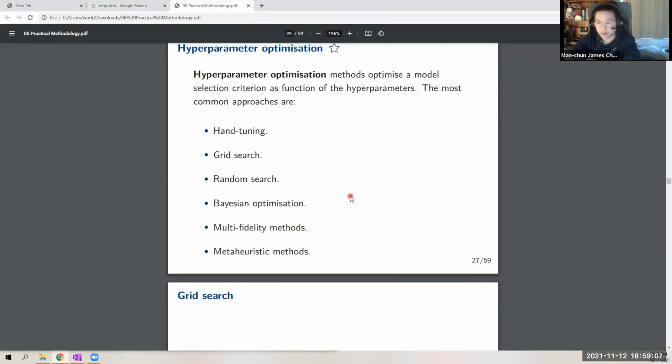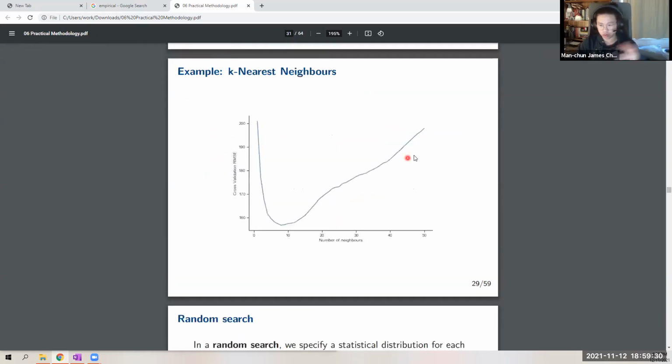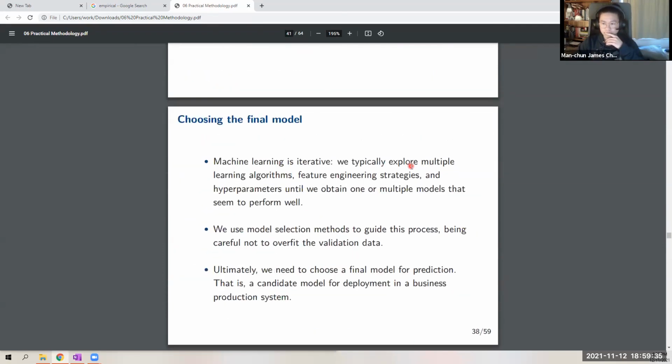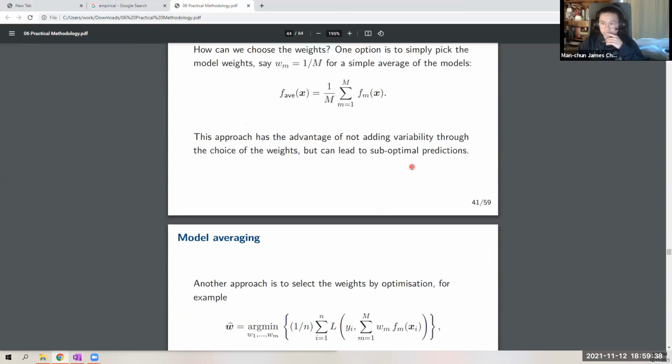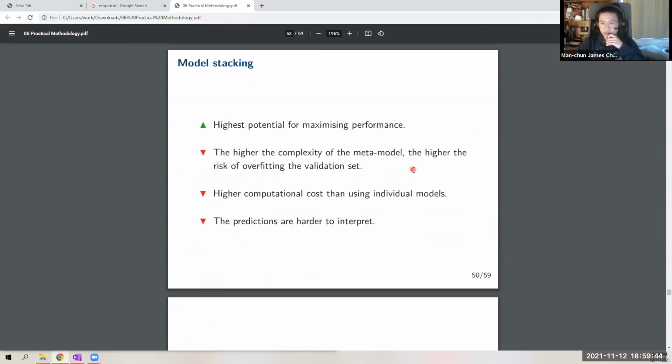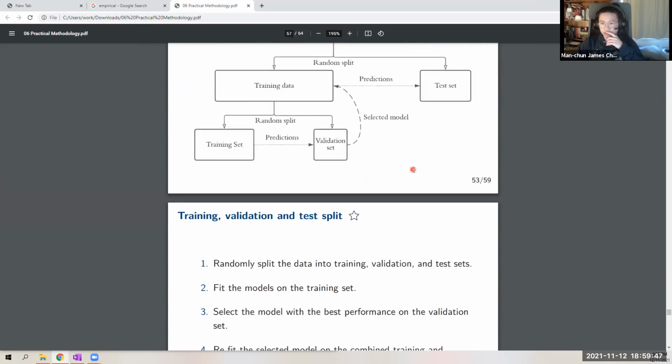So we have hyperparameter optimization, right? I'm not going to go through this because we did this all the time. Grid search, random search, Bayesian optimization. The key between Bayesian optimization and the others is that in Bayesian optimization, you're using previous trials to inform your future samples or future trials. But the others just search through the space. Okay, model stacking, ensembling, model averaging, choosing models, model evaluation, test sets.